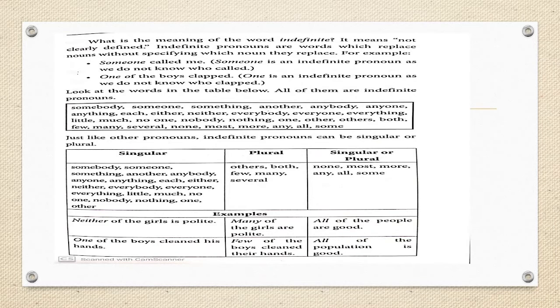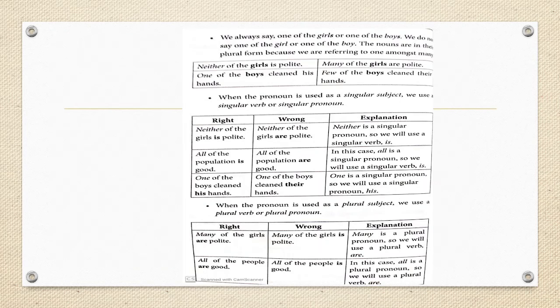Examples are below. I am reading them for you. Neither of the girls is polite. Many of the girls are polite. All of the people are good. One of the boys cleaned his hands. Few of the boys cleaned their hands. All of the population is good.